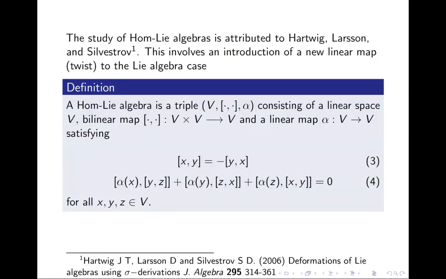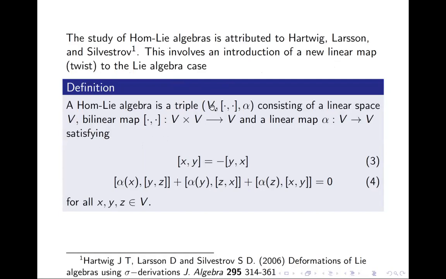So Hom-Lie algebras came about after the studies of some Lie algebras. This first study was done by Hartwig, Larsson, and Silvestrov, who is in our midst today, Sergei. And they were studying deformations of Lie algebras and their discretizations. And this gave a concept of generalizing Lie algebras. So from the Lie algebras, what changes is that they introduce a new map, known as a twist normally, or a linear map, which gives us this definition.